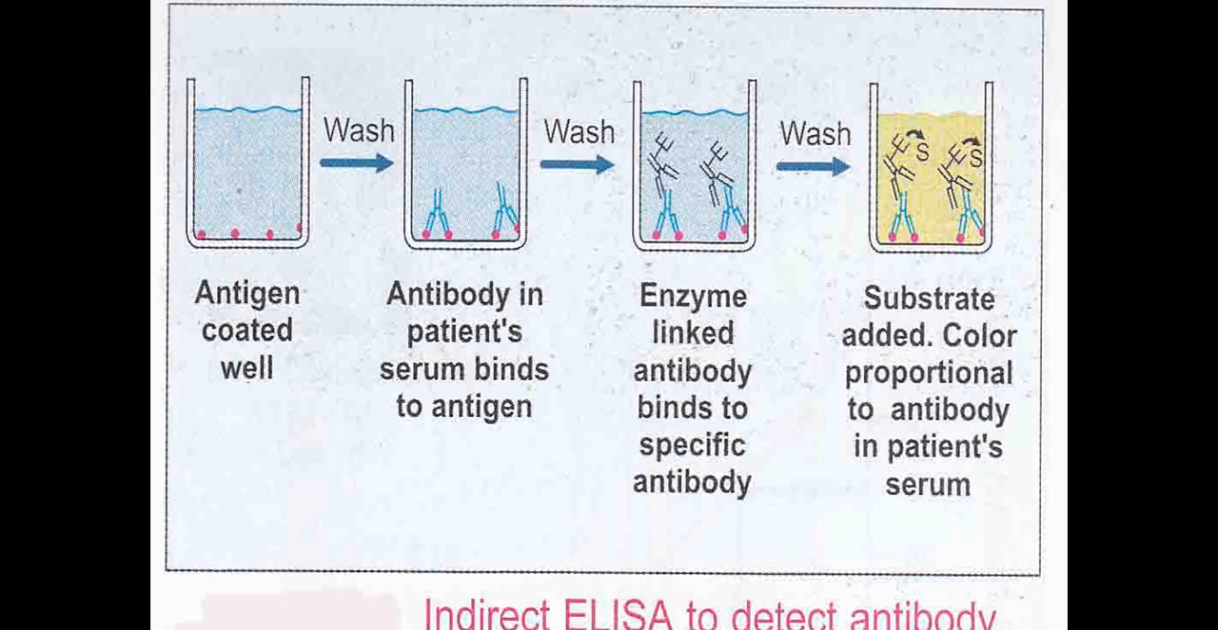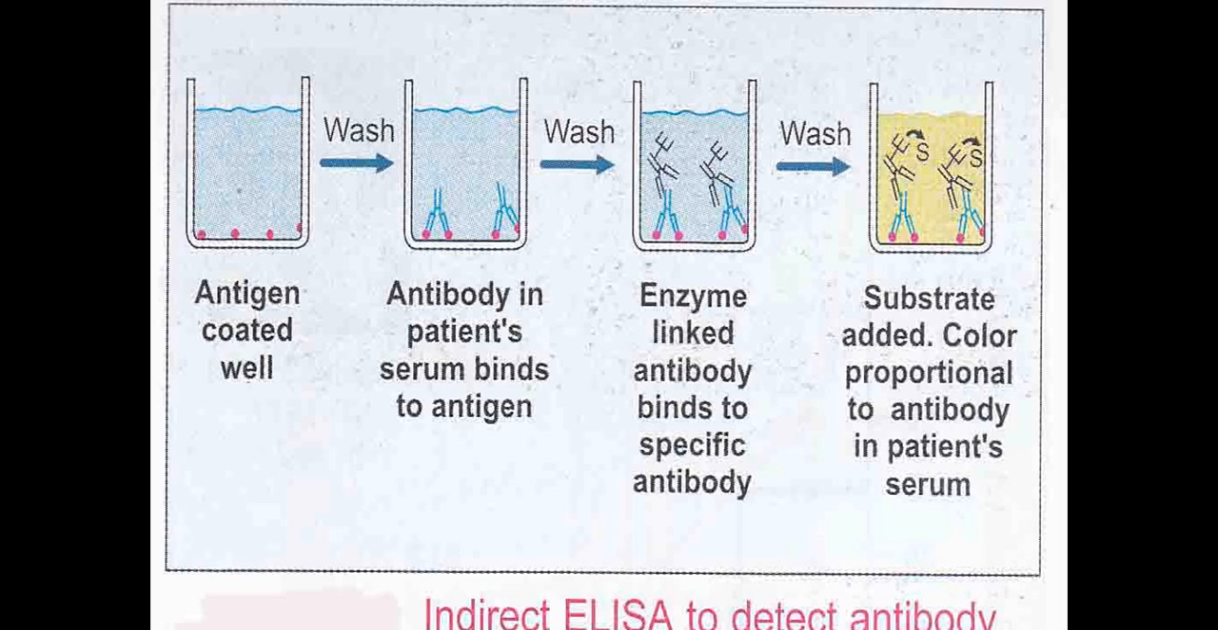See here, we will take a well which is coated with the antigen. Then you add a serum sample containing antibody. The antibodies will come and bind with the antigen. Now we wash this. Then again you add enzyme linked antibody, which binds to the specific antibody. So the enzyme linked antibody will come and bind with the primary antibody. Then again you wash it.